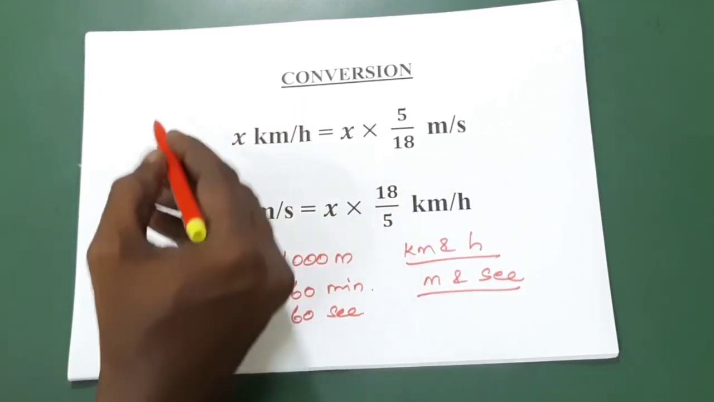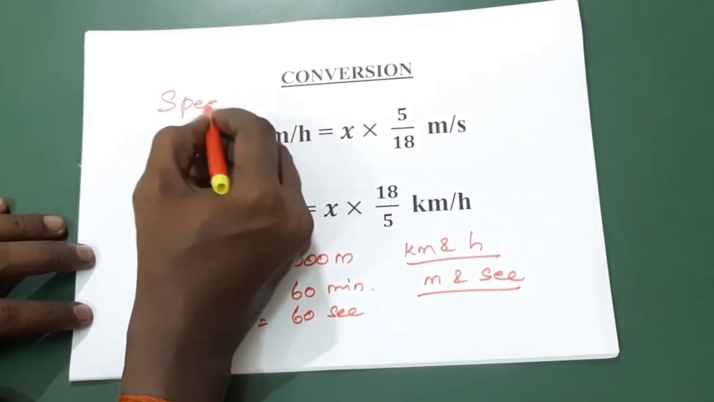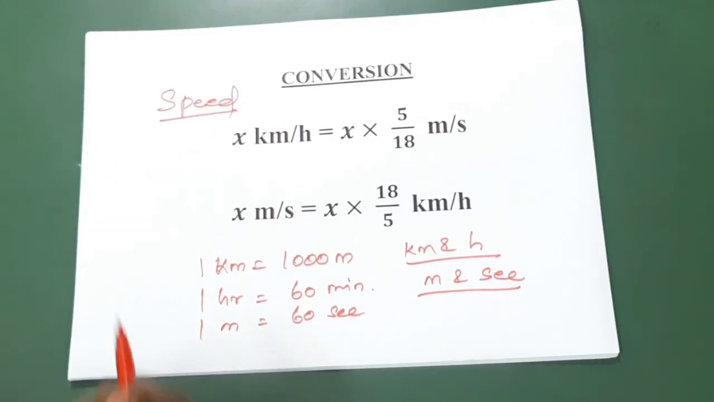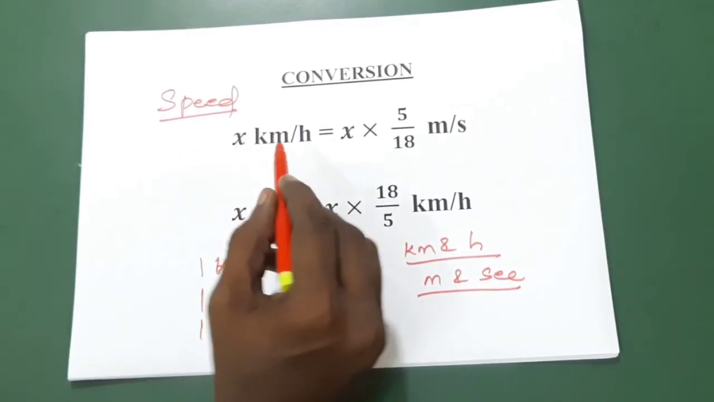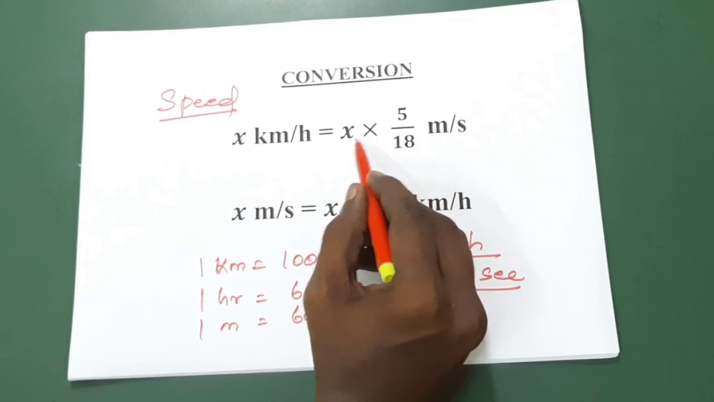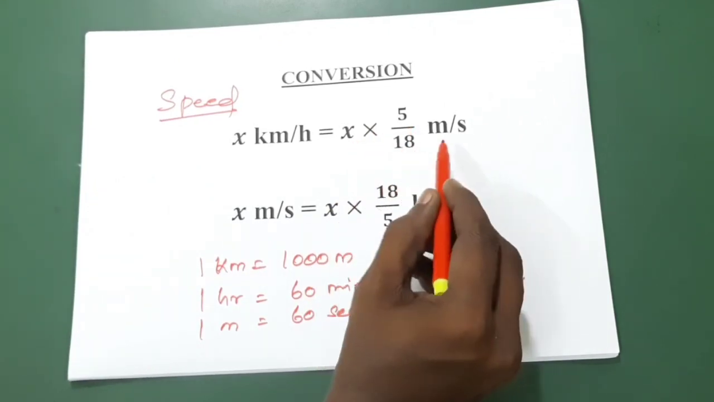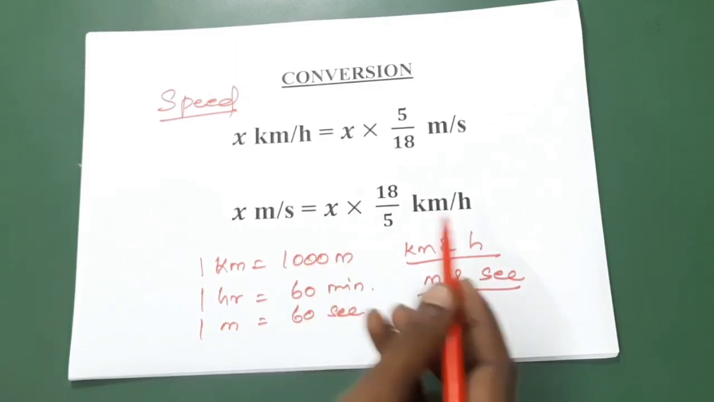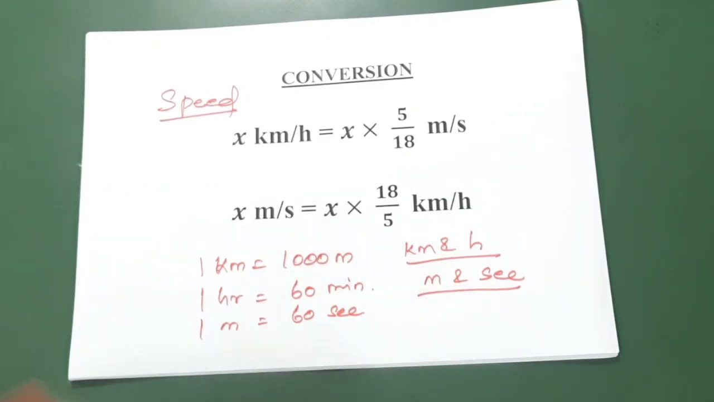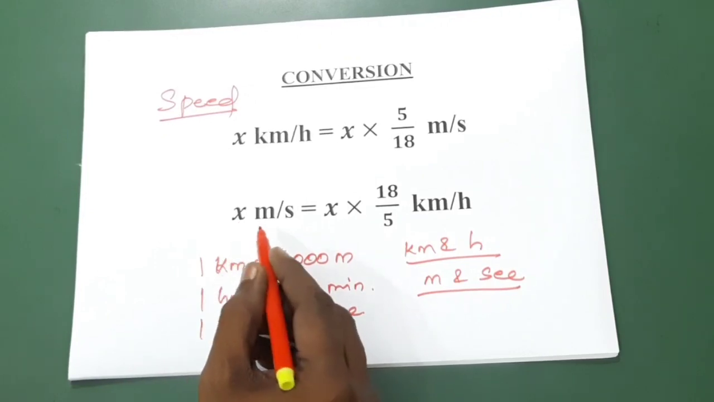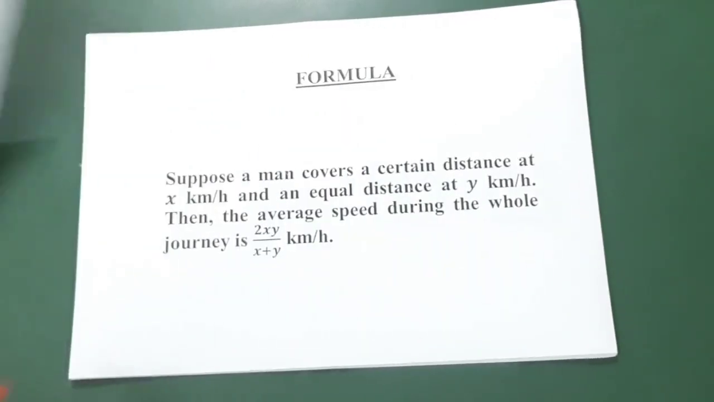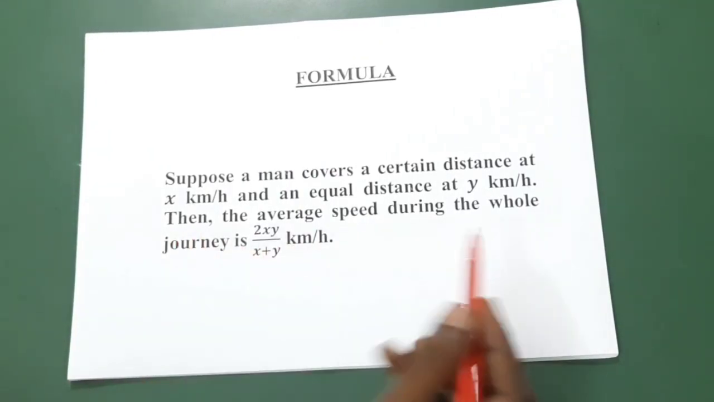So this conversion is for speed. The quantity of speed is given in kilometer per hour. For example, x kilometer per hour is equal to x into 5 by 18 meter per second. If they have given in meters per second, we have to convert into kilometer per hour. x meter per second is equal to x into 18 by 5 kilometer per hour. And then, many formulas are there.